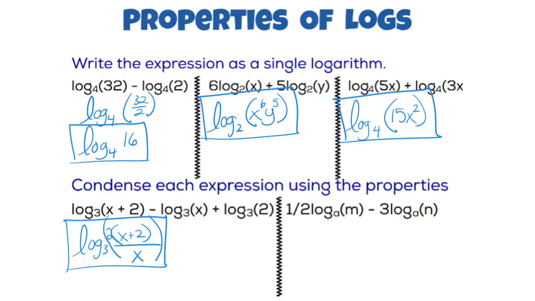All right, last one. This 1/2 comes up as a power. This 3 comes up as a power. So I'm going to have a log base A of m to the 1/2, but I'm not going to write that. What is m to the 1/2 power really doing? It's really a square root. So don't leave it as a 1/2 power. Write it as a square root. And then I see a minus sign, so that tells me division of n to the 3rd power.